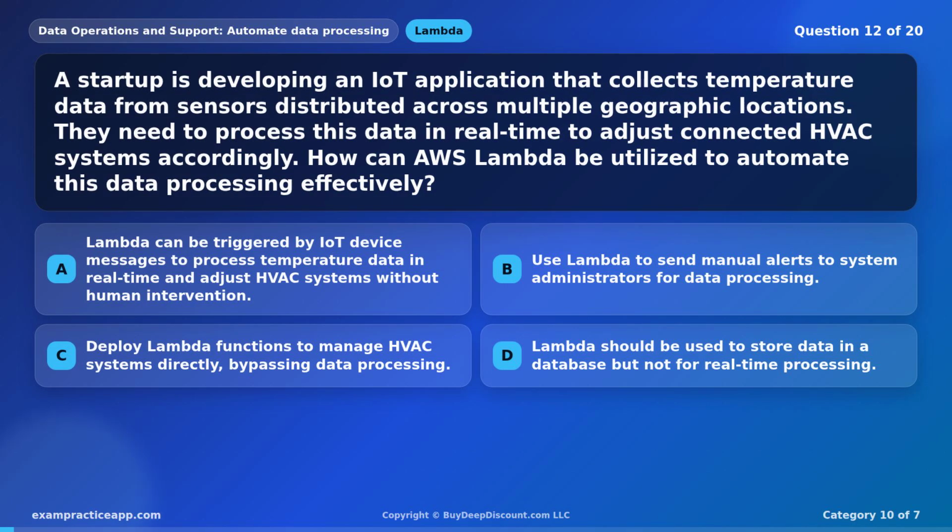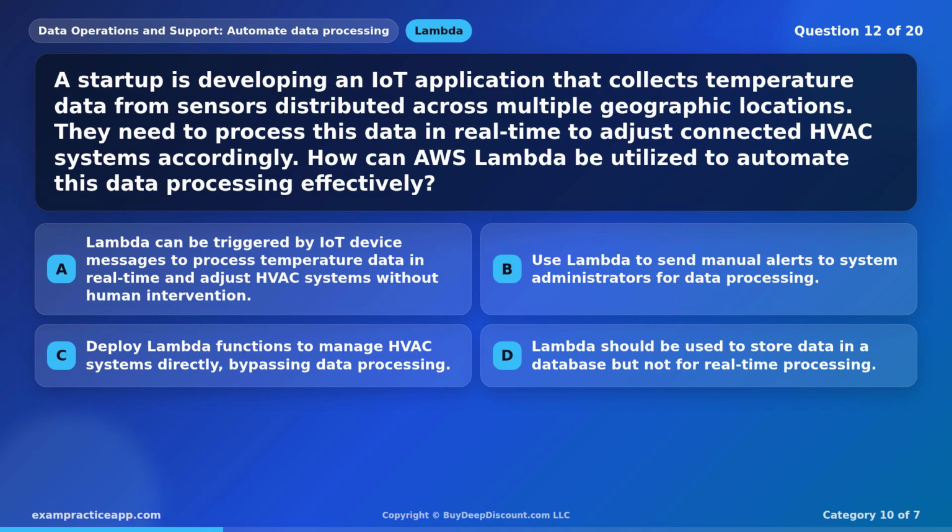Question 12. A startup is developing an IoT application that collects temperature data from sensors distributed across multiple geographic locations. They need to process this data in real time to adjust connected HVAC systems accordingly. How can AWS Lambda be utilized to automate this data processing effectively?